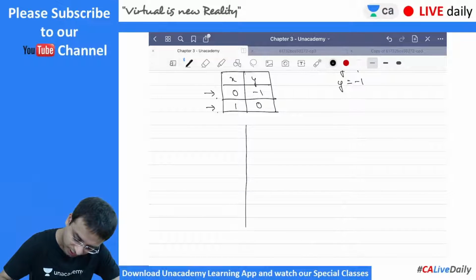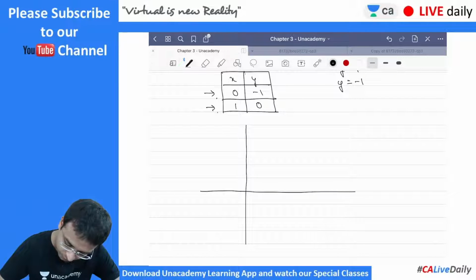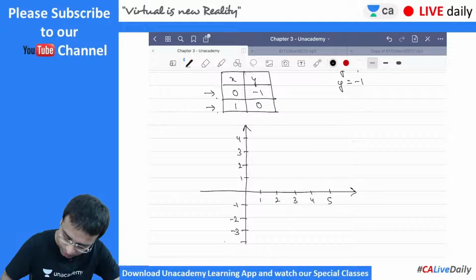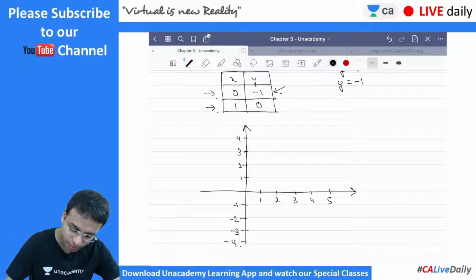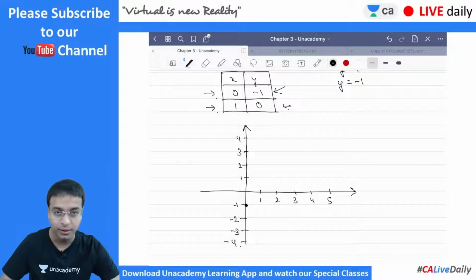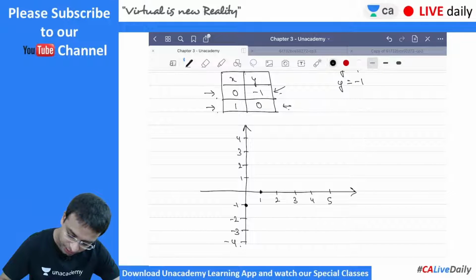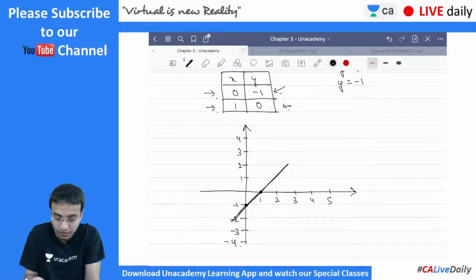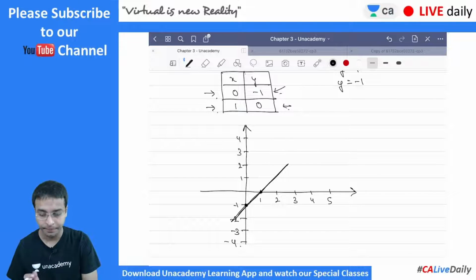So if I draw this graph, the points are (0, minus 1): x is 0, y is minus 1, one point is this. Another point is (1, 0), that is x is 1, y is 0. So we join these two points to form the line. And now we need to find out where to shade.